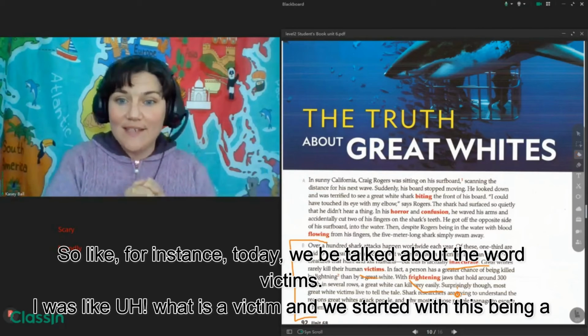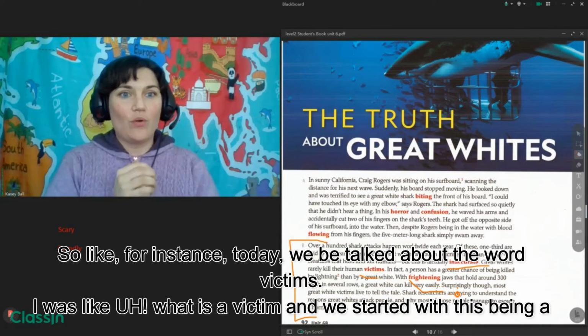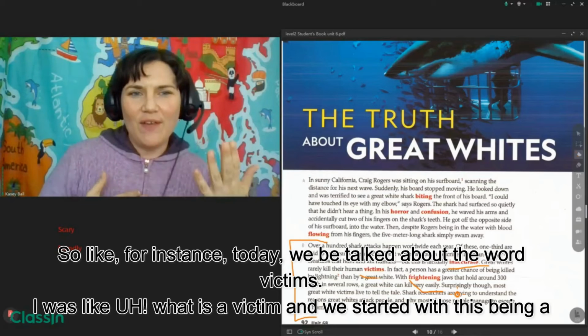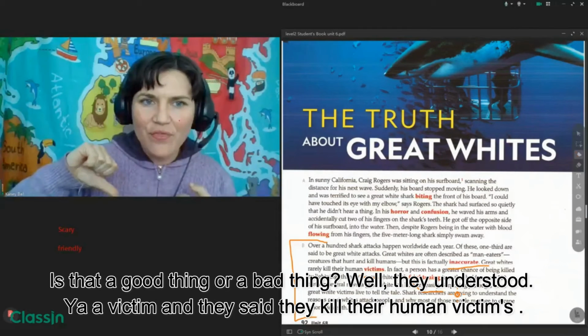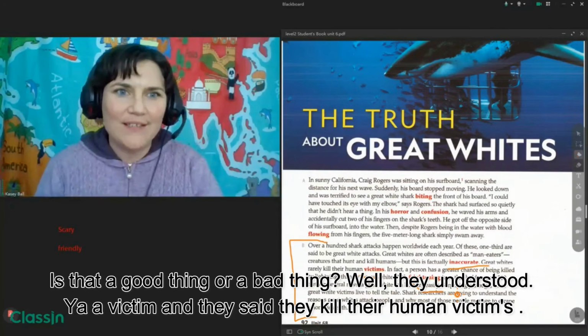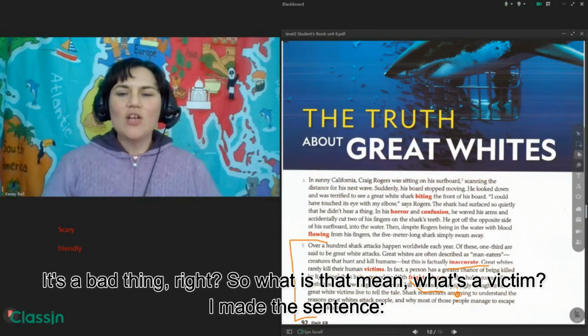So for instance, today we talked about the word victims and I asked, oh, what's a victim? And we first started with, is being a victim a good thing or a bad thing? Well, they understood, yeah, a victim in the sense they kill their human victims. It's a bad thing, right? So what does that mean?